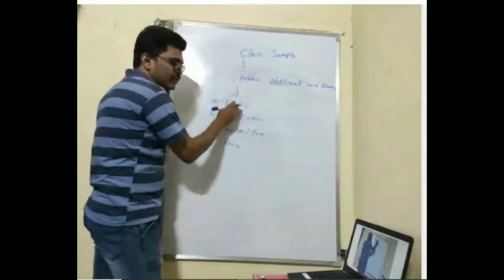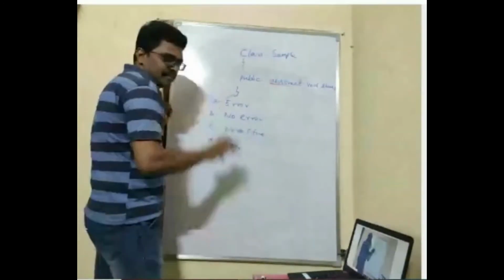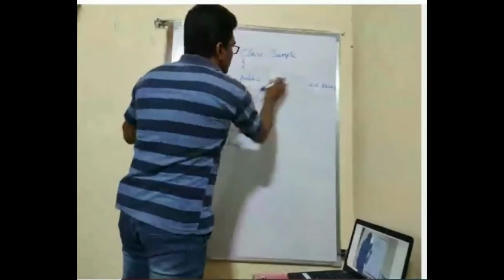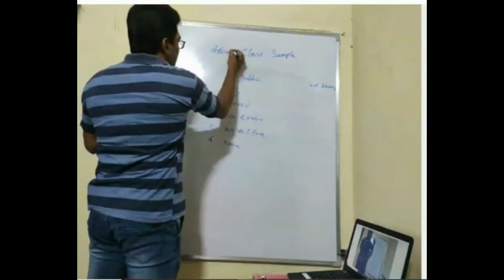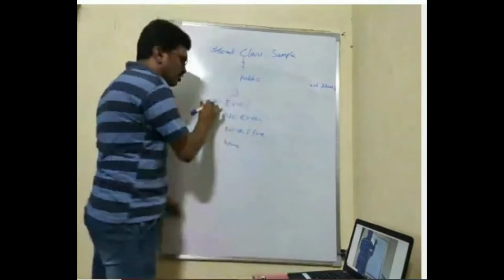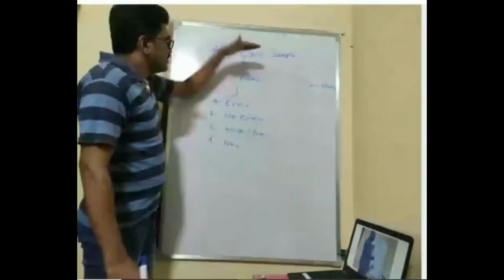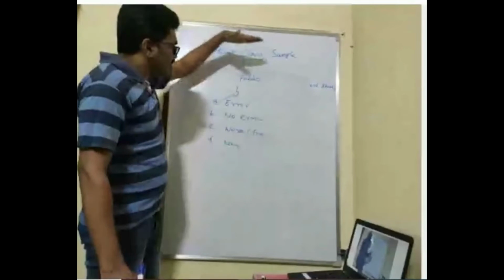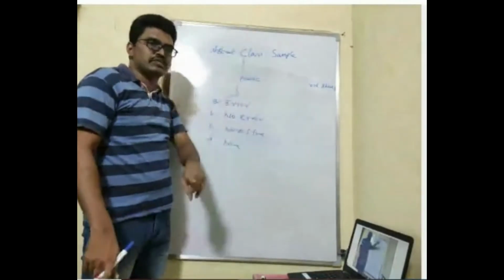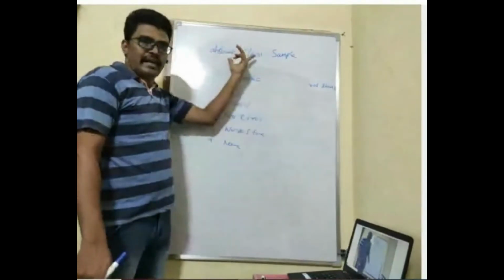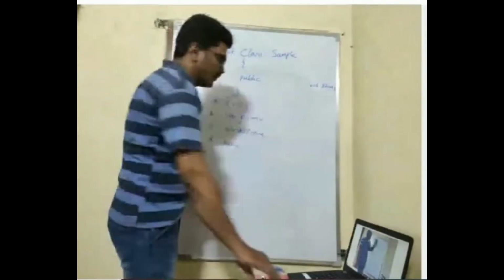Similarly, if I make the class abstract and I don't have an abstract method in the class, then also there is an error. An abstract class should have at least one abstract method. Similarly, a class that contains at least one abstract method must be made abstract. So I hope this is clear. This is very simple. We'll see the next one.